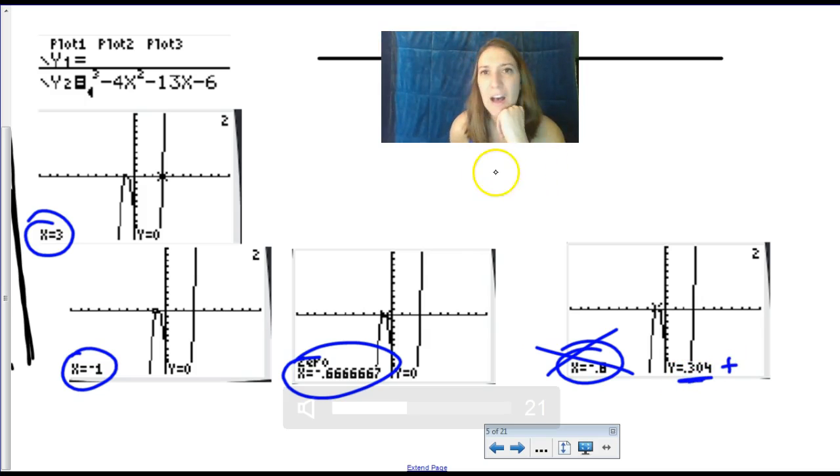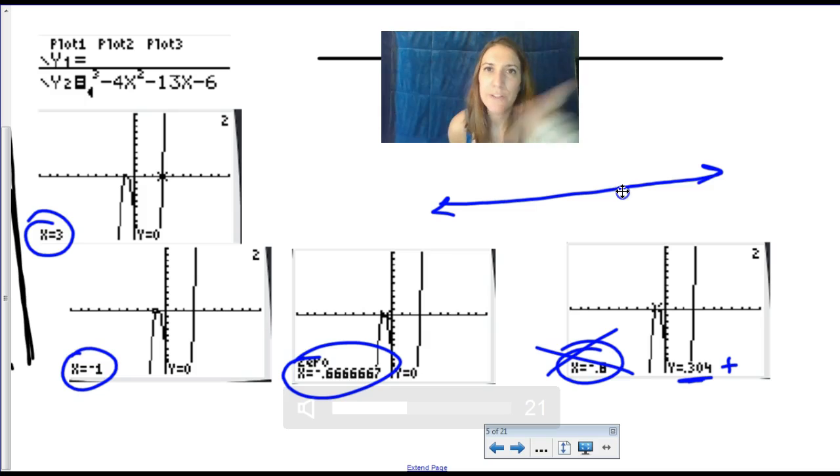Anywho, knowing my students this year, I think they might like the sign chart method the best. So if I take all those x-intercepts, all those zeros, and put them in relative order, the first one I would have hit was -1, and then -0.67, which we know is -2/3, by the way. And then 3.